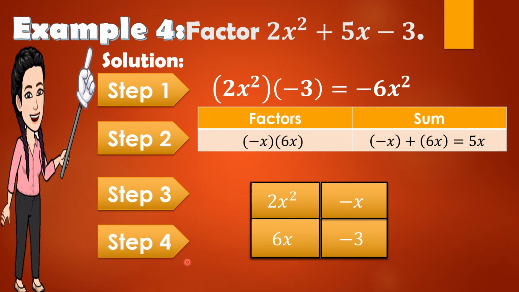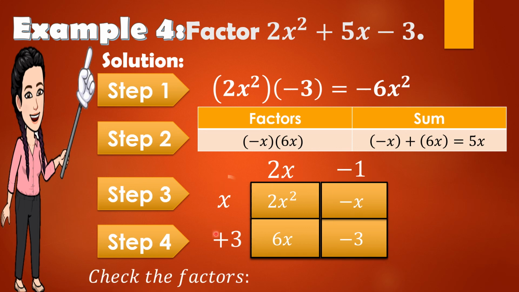For the last step, we are going to get the common factor for each row and column. So for 2x squared and negative x, we're going to get x. For 6x and negative 3, we are going to use positive 3. For 2x squared and 6x, 2x. And for negative x and negative 3 is negative 1. So the factored form is x plus 3 and 2x minus 1. I-check nyo to ha. Dapat lagi nating i-check kung tama ang nakuha nating combination.